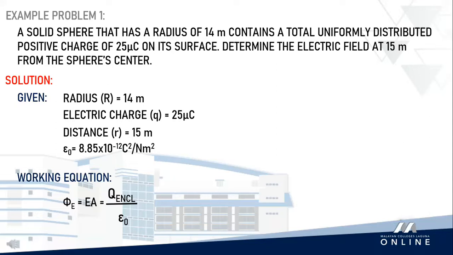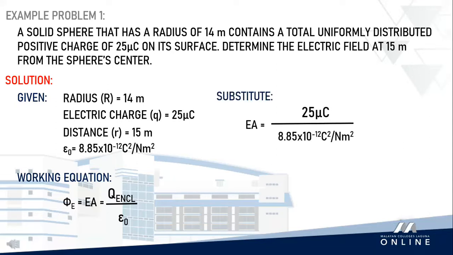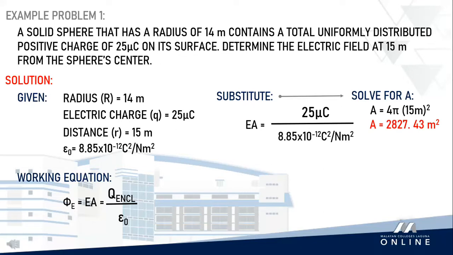If we substitute the values, we can notice that the area is still not given in the problem, and therefore, we need to solve it first by using the formula A is equal to 4 pi times 15 meters square. Solving this, our answer will be 2,827.43 square meters.